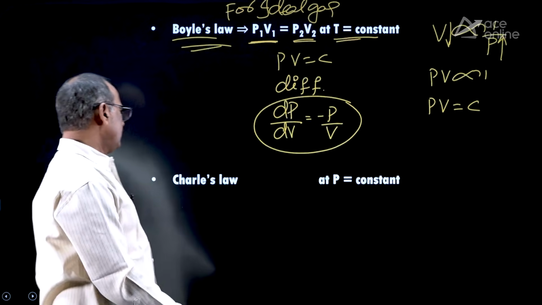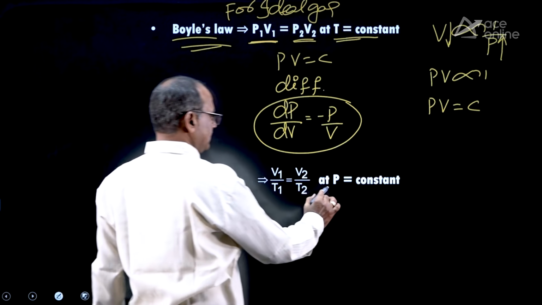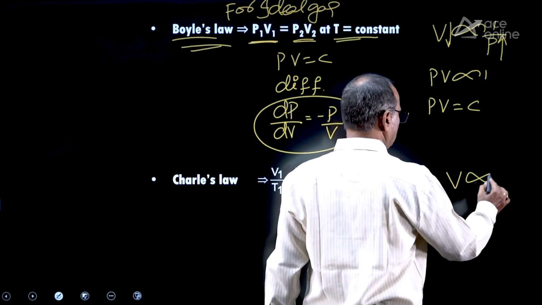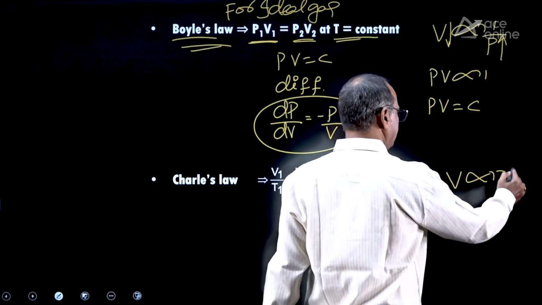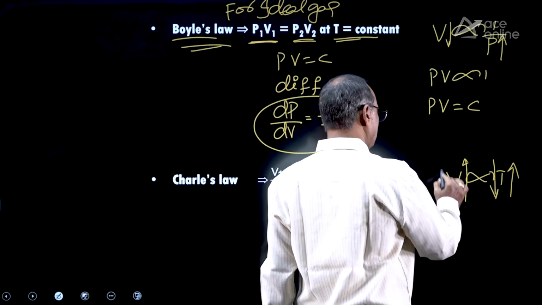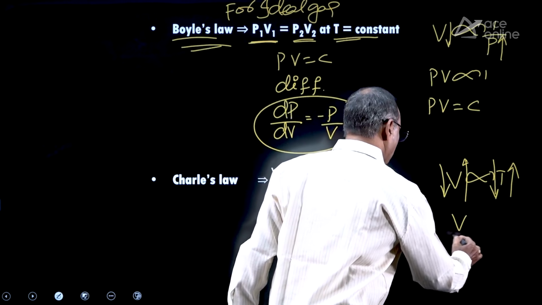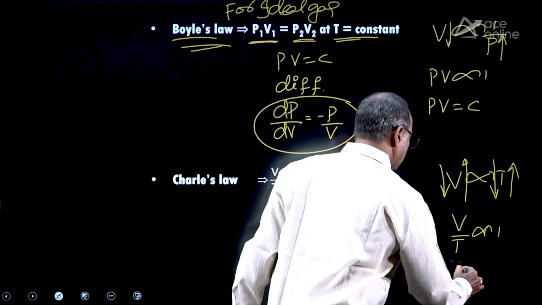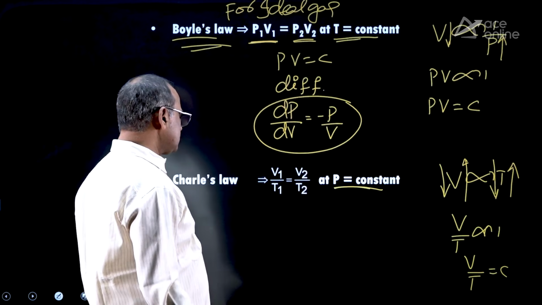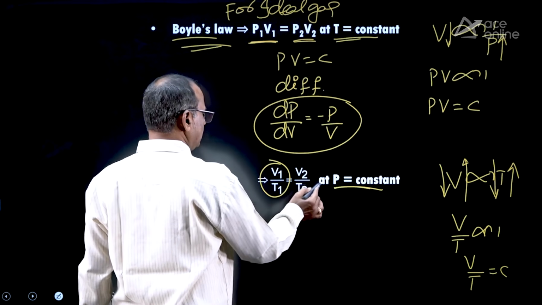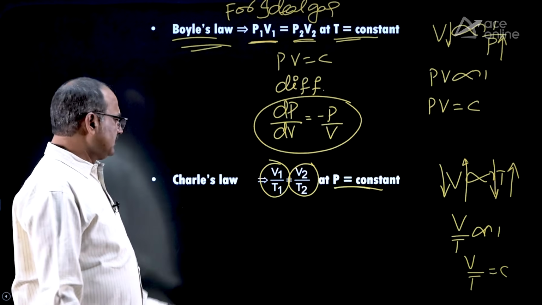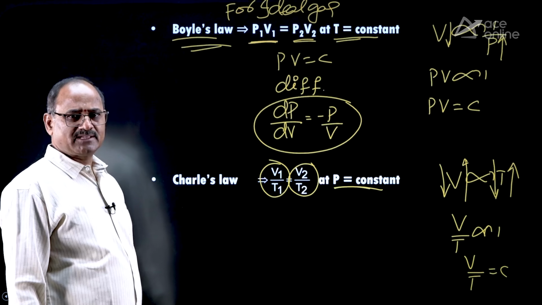Similarly, look at Charles' law. Charles' law states that at constant pressure, the volume is directly proportional to absolute temperature. That means if the temperature increases, along with the temperature, volume also increases. Similarly, if the temperature decreases, volume decreases. From this I can say that volume by temperature is proportional to 1, or volume by temperature is equal to a constant. That means V1 by T1 equals V2 by T2. That is Charles' law. This is also called Charles' first law or Charles' pressure law.